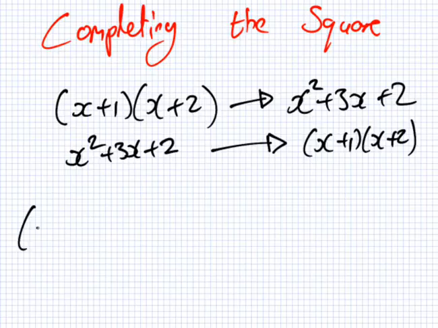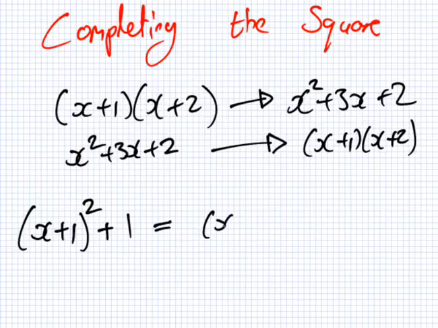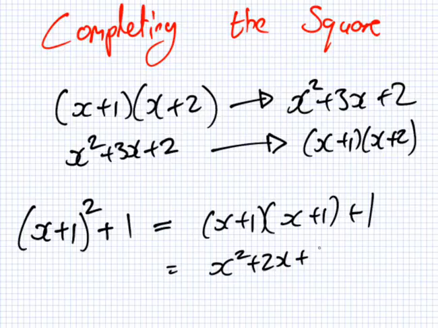Now there's another special form we could have. Have a look at this, for example. Let's expand this. So this is x plus 1 times x plus 1 plus 1. And we all know how to multiply this out. So this is x squared plus 2x plus 1 plus 1. This is x squared plus 2x plus 2.